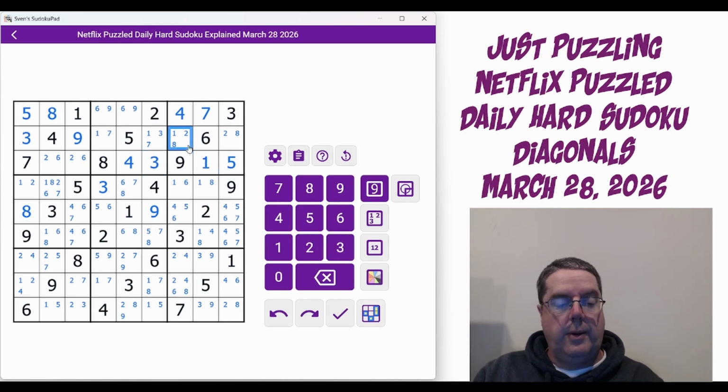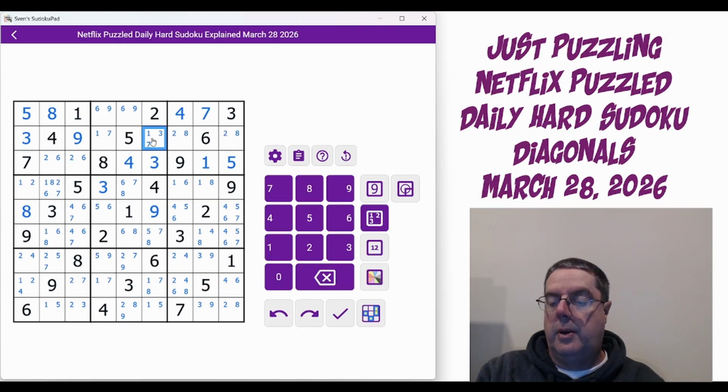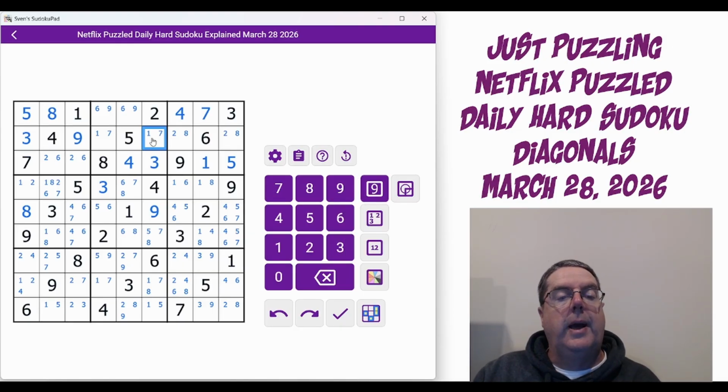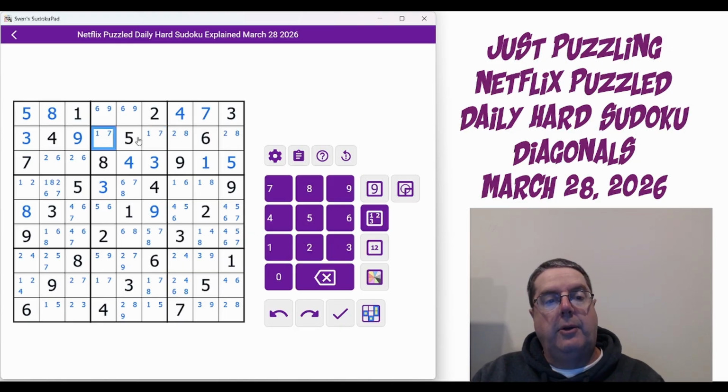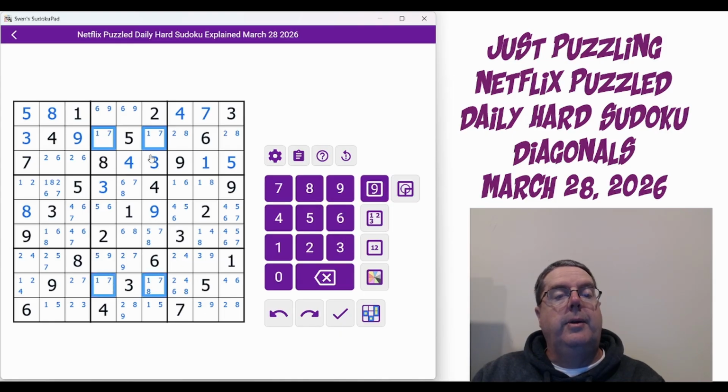This can't be a 1, so this has got to be a 2, 8 pair. This can't be a 3 anymore, so this takes that out, leaving a 1, 7 pair. This is giving me an unsolvable rectangle. So what that means is if this is not an 8, this can either be a 1, 7 here and here, or 1, 7 here, so it becomes unsolvable. So this is an 8 here.